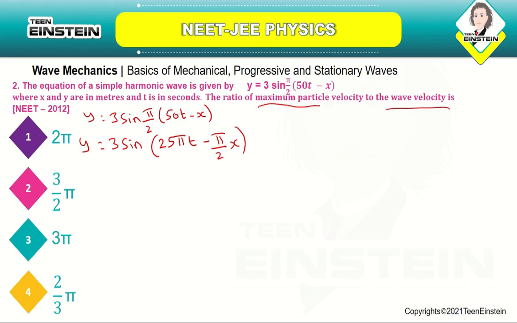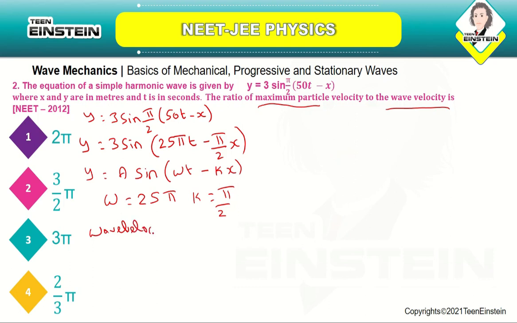Okay, so now you are comparing it with the general equation, y is equal to a sine omega t minus kx. If you compare these two, you can easily find out omega is equal to 25 pi and k is equal to pi by 2. Now you can easily find out the wave velocity.